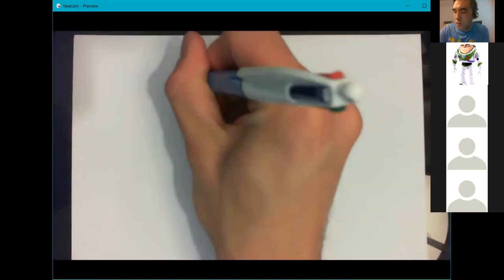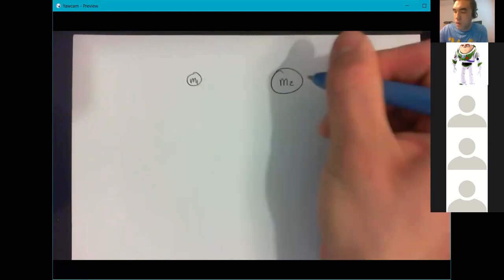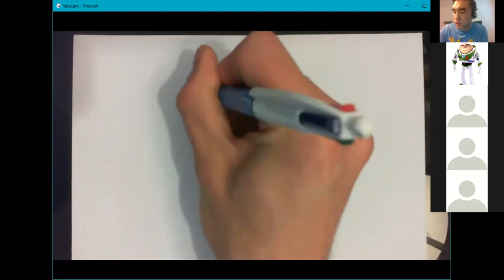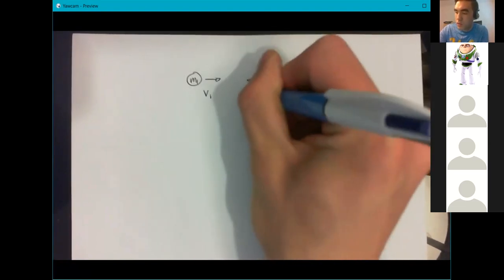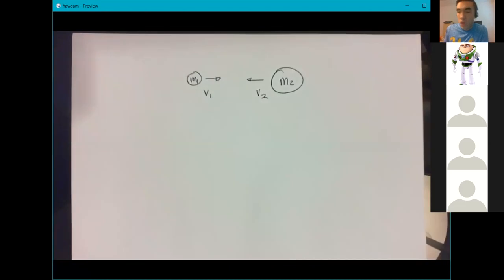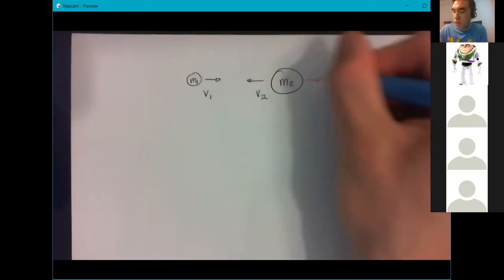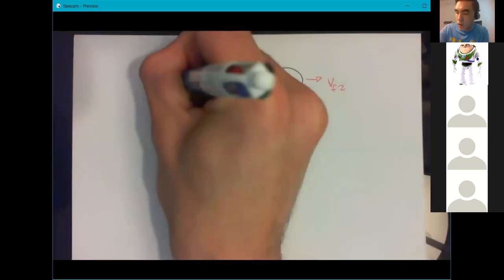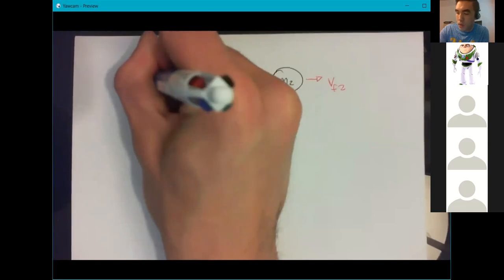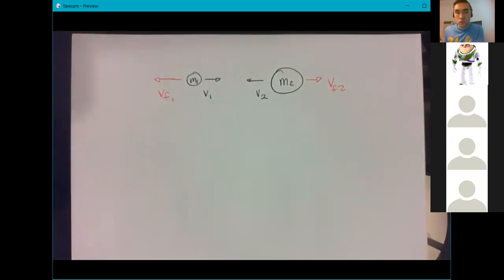I have a mass one. I have a mass two. This guy is coming in with some initial velocity one. This guy is coming in with some initial velocity two. And after these guys hit and stick, we are going to get this one launched back with a final velocity, and we are going to get this one launched back with a final velocity. Is that okay?